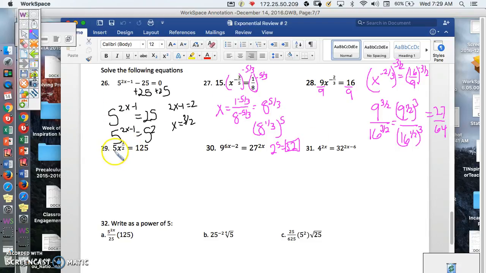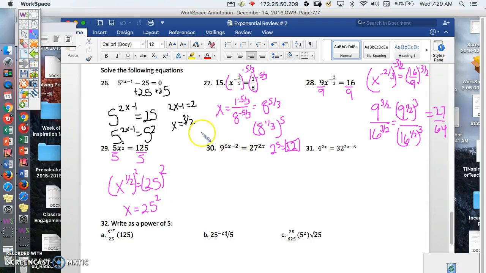Now the next one, this is another base one, so if we divide by 5, x to the 1/2 equals 25. Square each side, so we have x equals 25 squared.